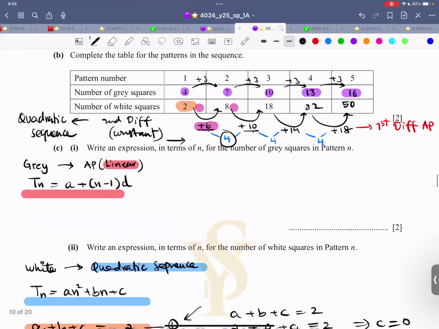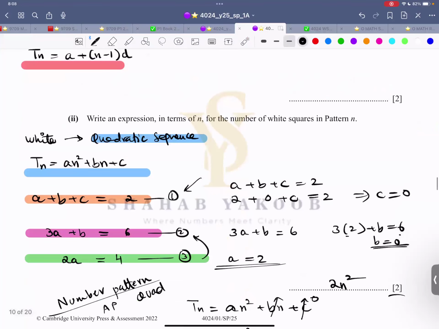Now, if someone has very sharp eyesight, what they can see is that this is 2, this is 8, this is 18, this is 32, this is 50. Half of 2 is 1, half of 8 is 4, half of 18 is 9, half of 32 is 16, half of 50 is 25. Now, these are square numbers, but they're multiplied by 2. So for the white squares, another observation, an alternative, is to take square numbers and multiply by 2.